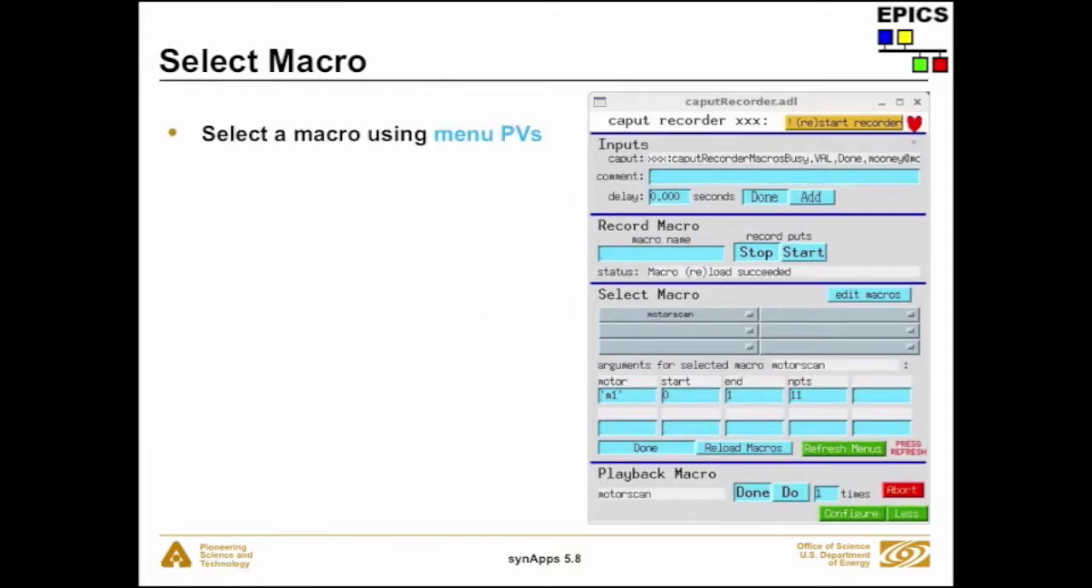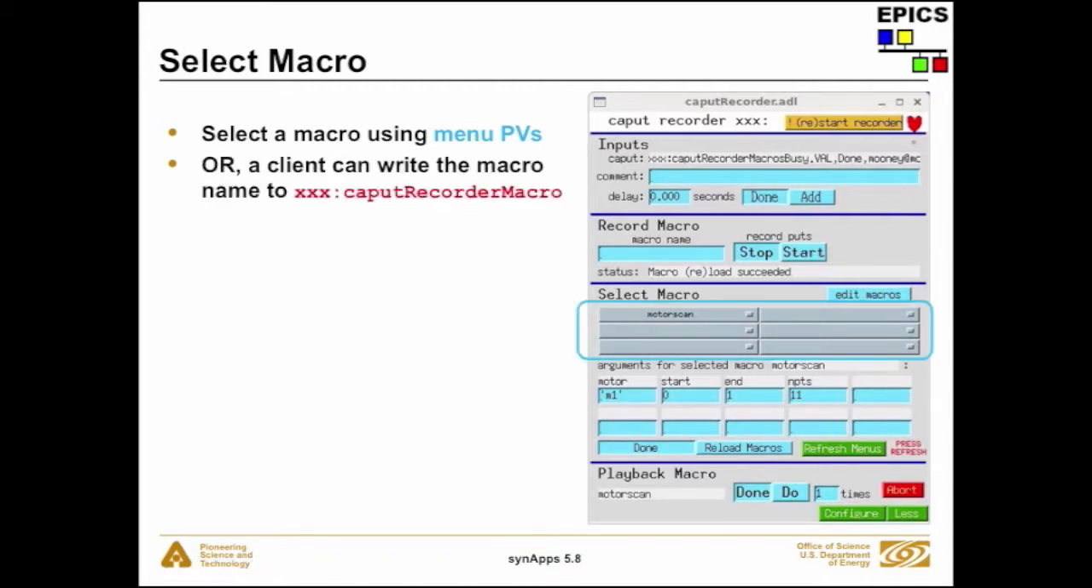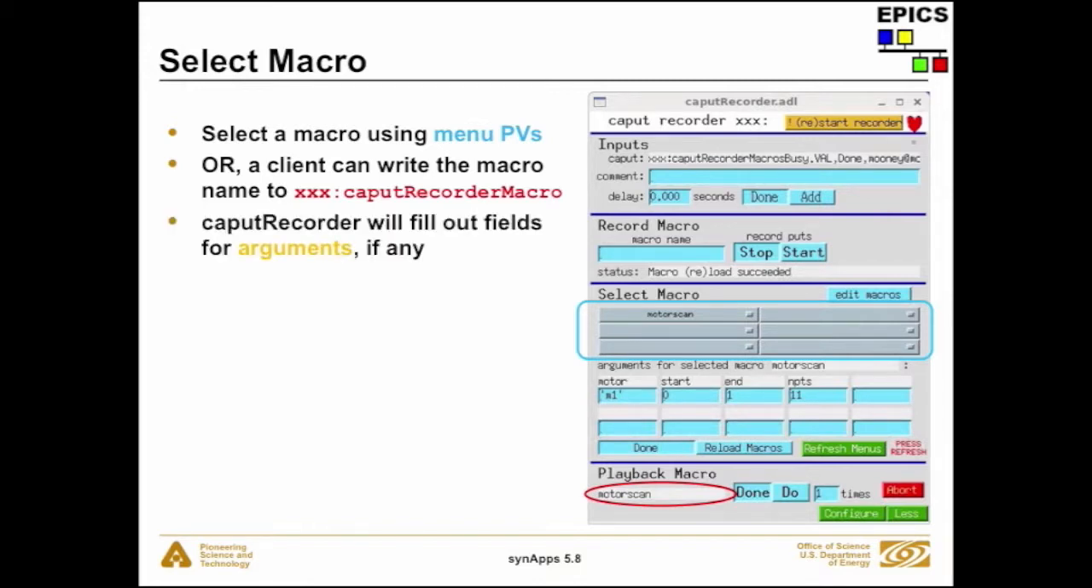So to select a macro, it's pretty simple. You can either do it using menu PVs, just click and this thing will drop down. I'll show you how this thing works later. You can see it happen. Or you can write, as I said earlier, to this PV right here. Either one of those things will have the same effect. And then caputRecorder will fill out the fields, the arguments, if there are any arguments, and give the default values of those arguments. So as recorded, their macros don't have any arguments.